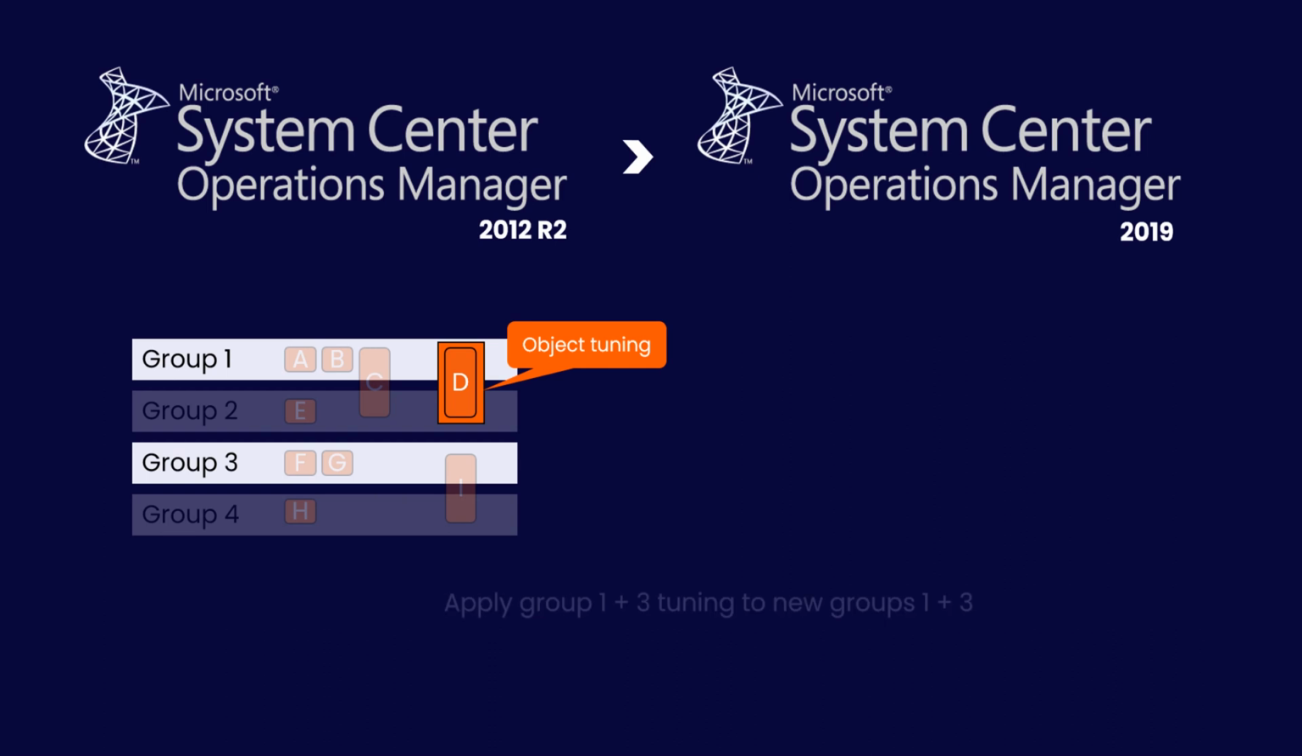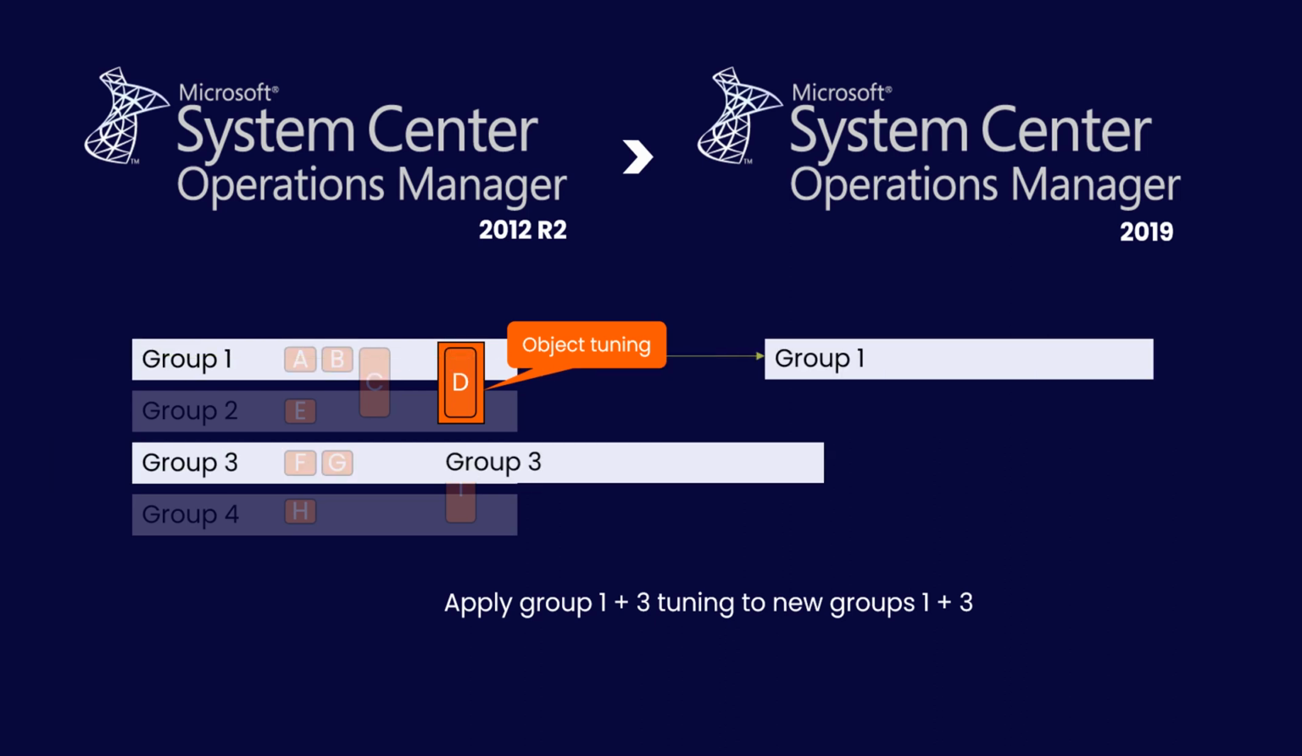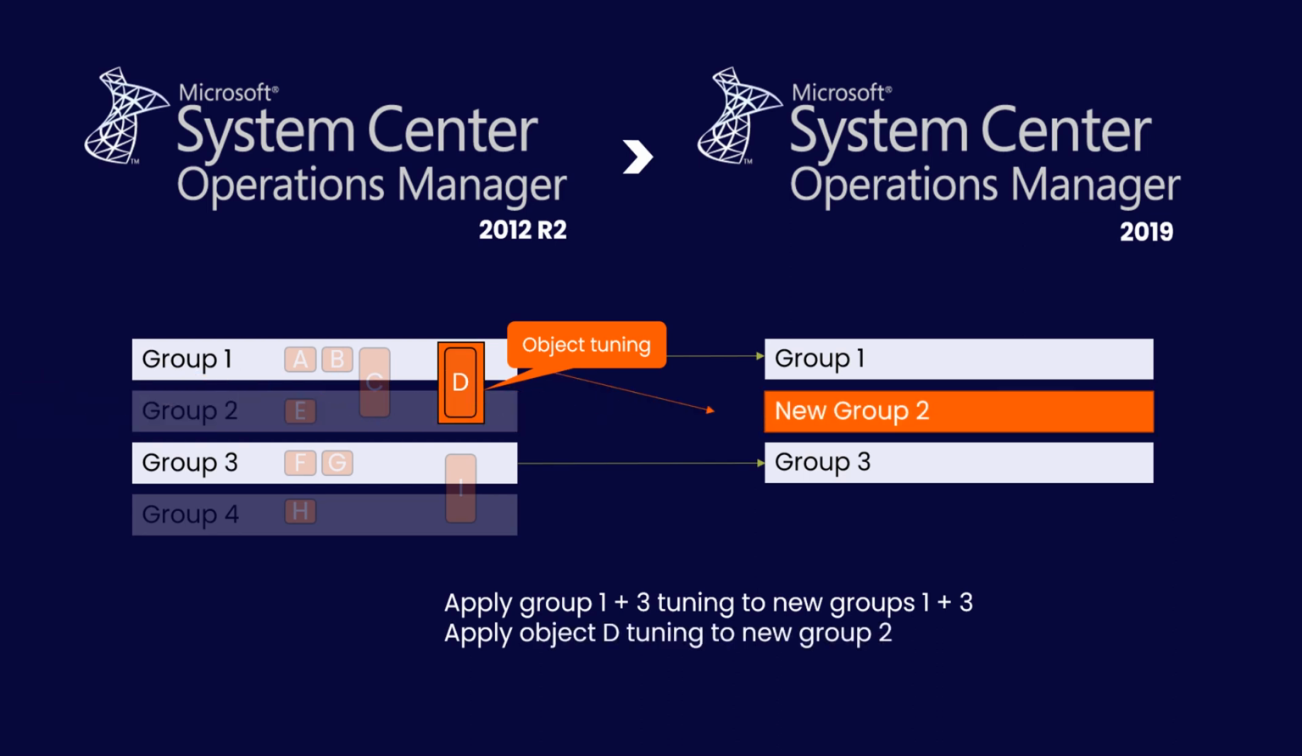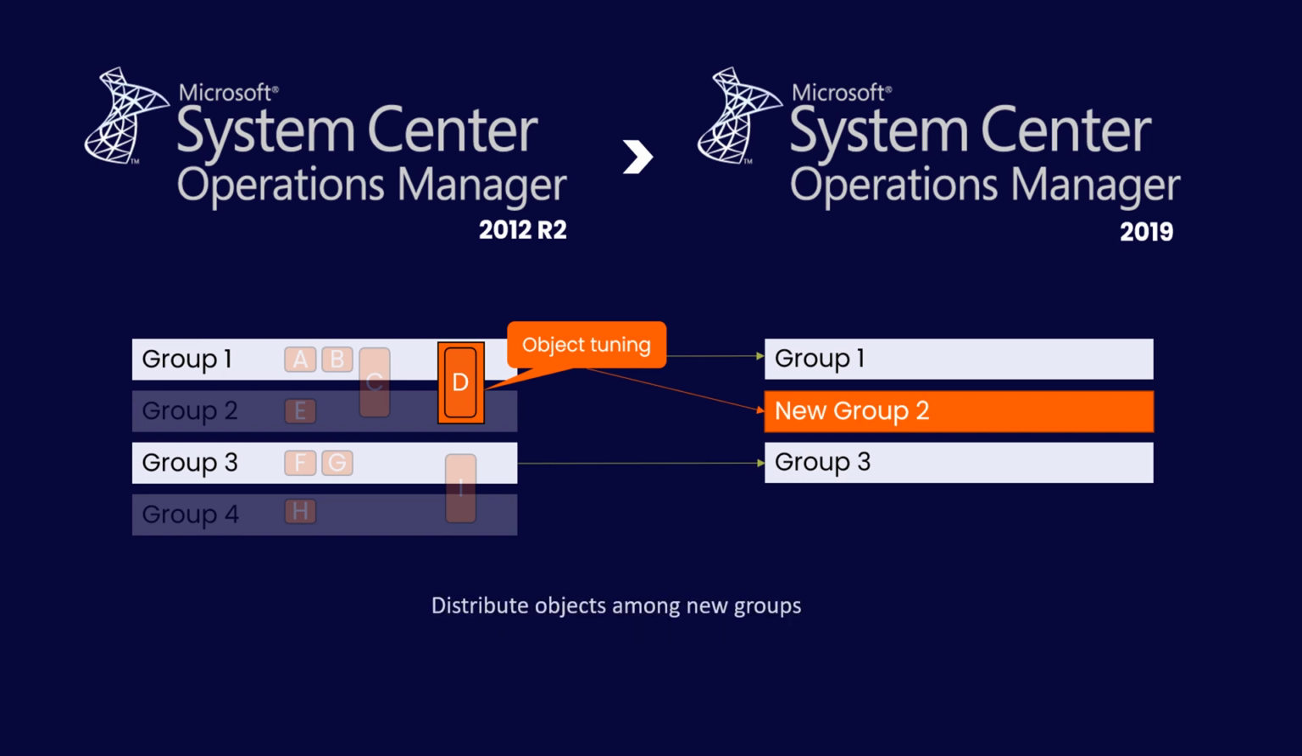So, what are we going to do with this tuning? Well, in our new SCOM 2019 deployment, we are going to apply Group 1 tuning to a new group called Group 1 and Group 3 tuning to a new group called Group 3. Essentially, we're happy with the old tuning in these areas. And this Object D's tuning, we're going to apply to a new group called Group 2. And only the tuning that is not also part of Group 1. So really important. And then obviously we're going to distribute the objects that are being monitored between our new groups in our new deployment.